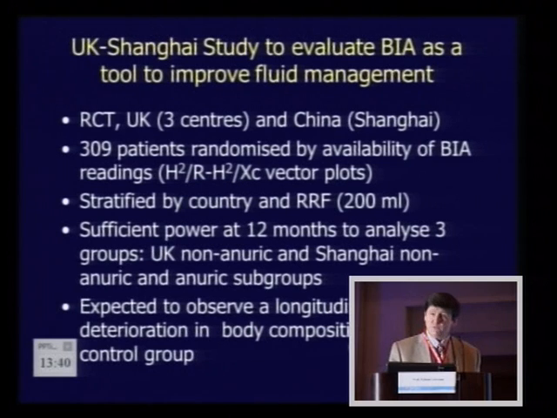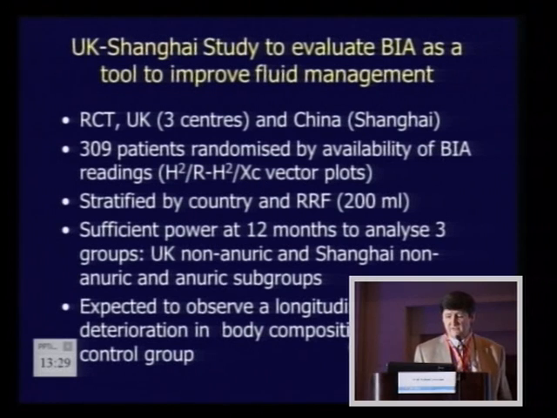The randomization was stratified by country and also stratified by the level of residual renal function. So in patients who have less than 200 mils of residual renal function, we believe the strategies for managing fluid status would be different compared to those who still have residual renal function.